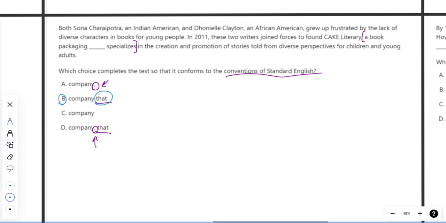We wouldn't need the word "that," for example, if it was like "specialized," but in this case, we need to say that this company specializes in, this is a company that specializes in this area.